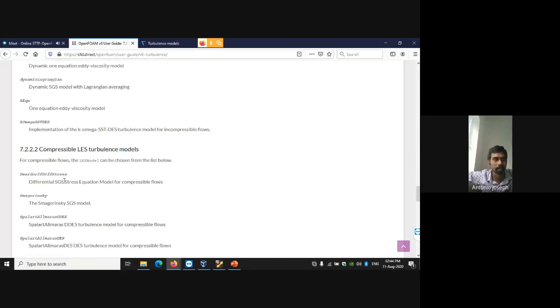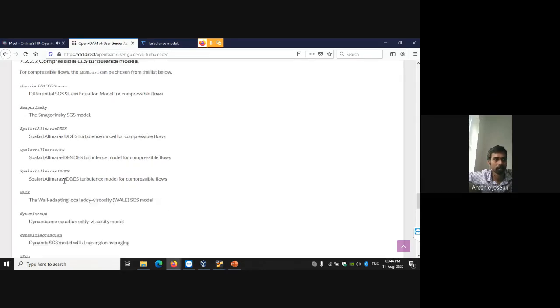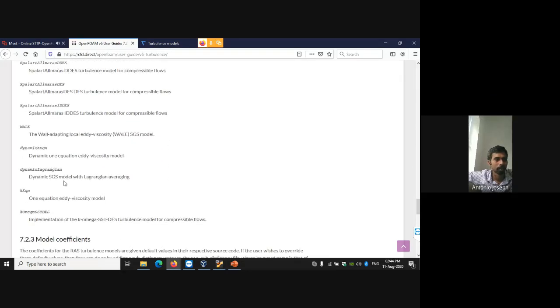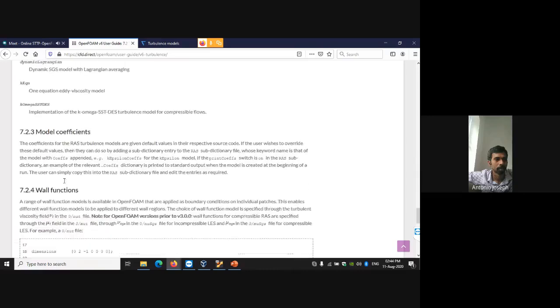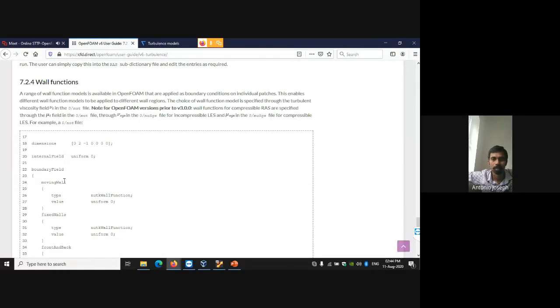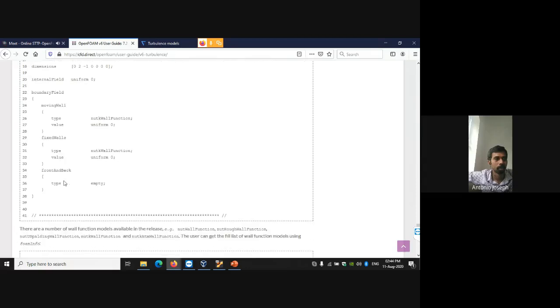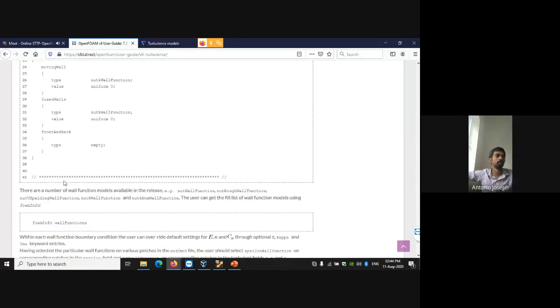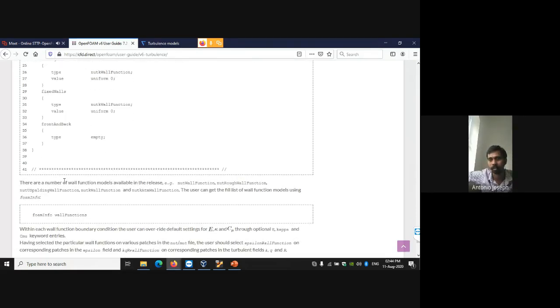Then in the case of compressor flows, for finding the wall functions, just use this CFD Direct. Mostly all the things that we are using will be present in that.